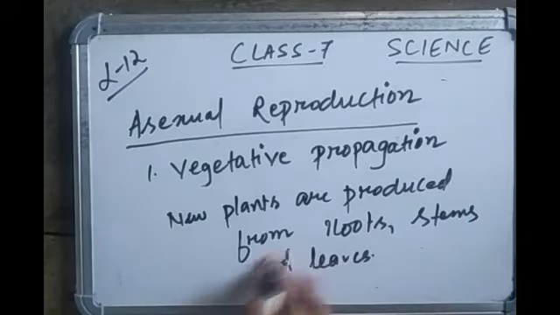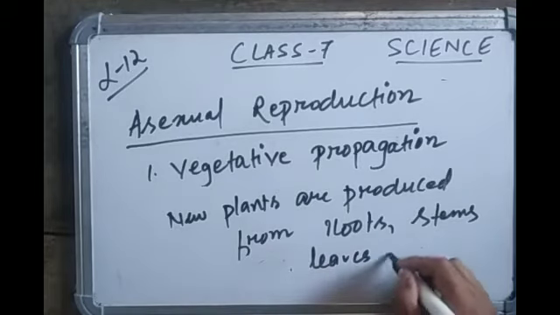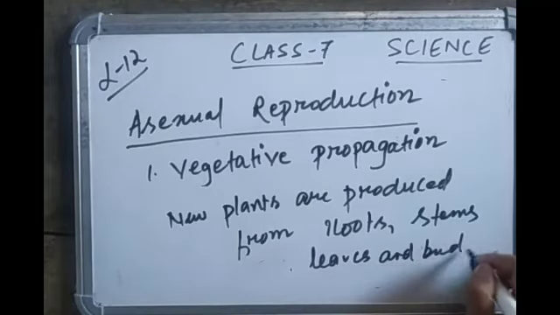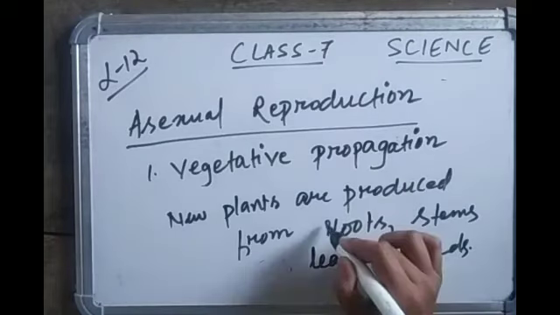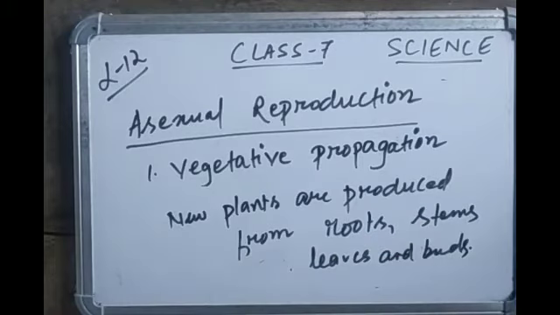The leaves and buds are vegetative parts. When another new plant is produced from vegetative parts, this reproduction, which is asexual reproduction, is called vegetative propagation.